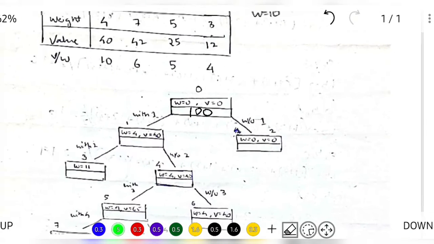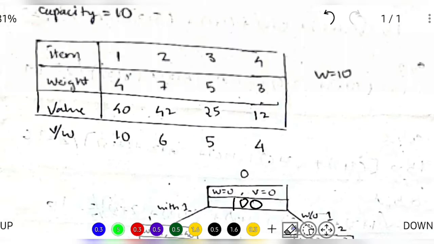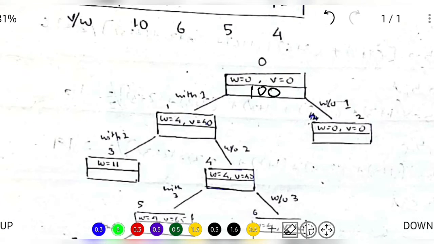Next, we have two possibilities: either include object 1 or exclude object 1. In case we include object 1, what will be the weight? Weight is 0 initially. If we include object 1, what is the weight of object 1? It's 4, so W is equal to 0 plus 4, which will be 4. What will be V? V is initially 0, plus the value of this one, 40. So V will be 40. W is 4 and V is 40.